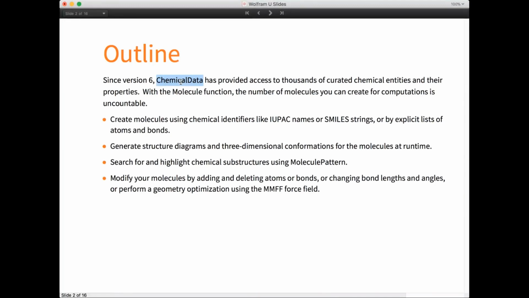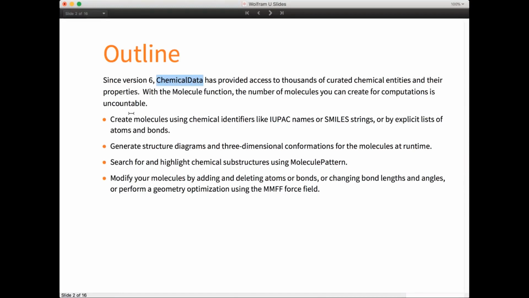So you can access their melting points, their boiling points, their identifiers in various databases, and that's what ChemicalData allows you to do. But more recently, we've come up with the Molecule function that allows you to create any type of molecule that doesn't have to exist in any database, and so it becomes literally uncountable.